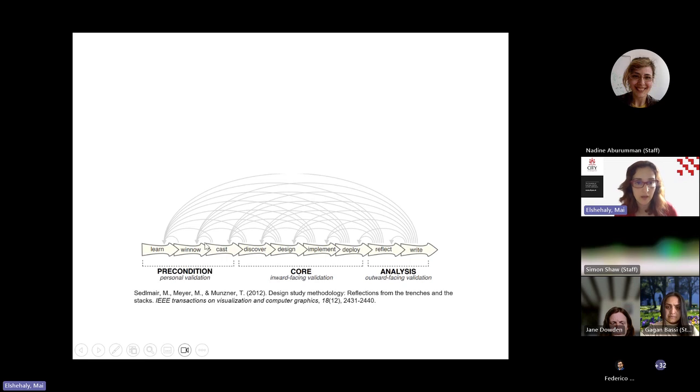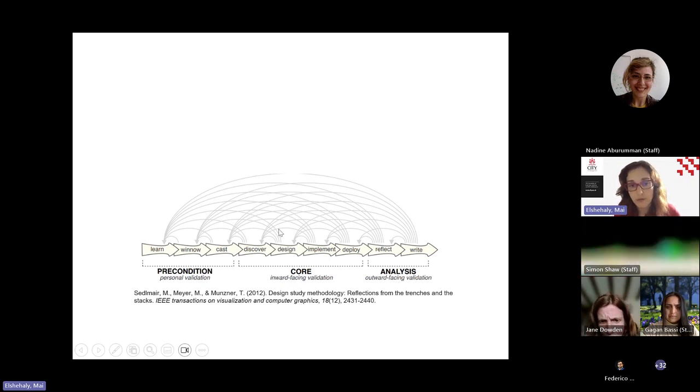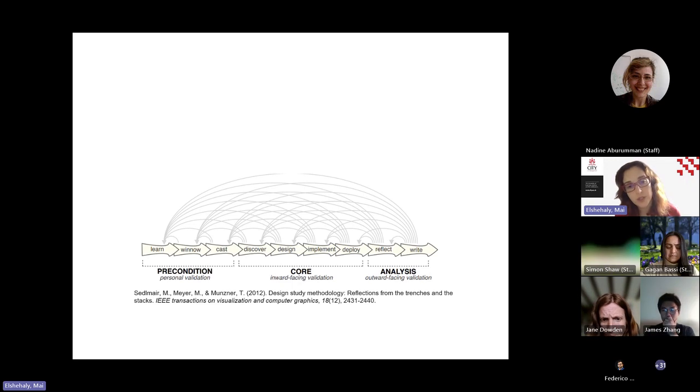So it starts with learning about the visualization field and then understanding some aspects of the problem domain. Then casting, which is a really interesting stage of defining who you want to work with, and then you discover the tasks of the people you want to work with as your stakeholders. You design something for them, you implement and deploy, and then reflect and write. So these are the sequences, and we do iterate between them, obviously, so all the feedback loops on the top. A really nice and well-defined framework for running visualization research.